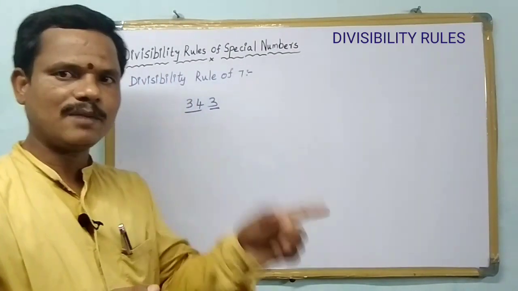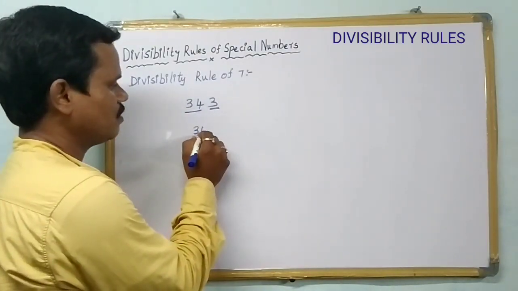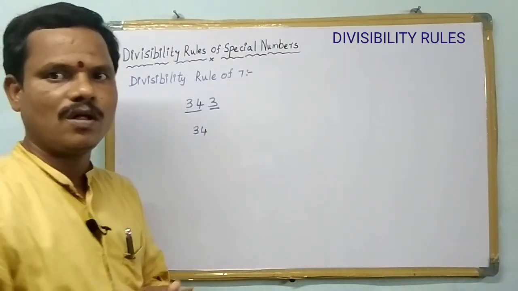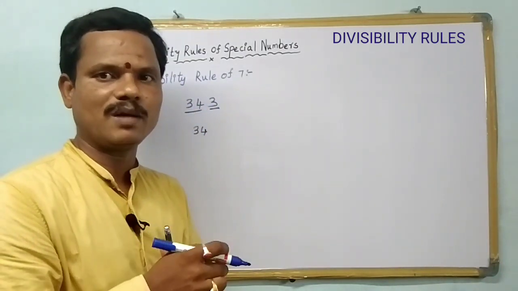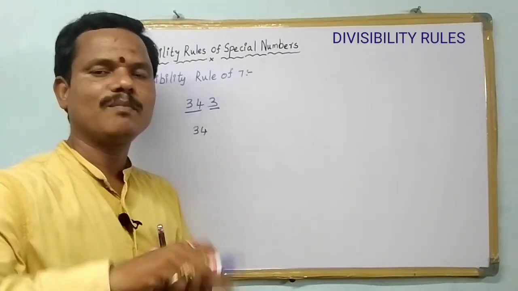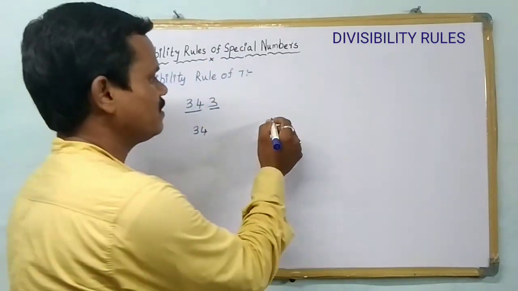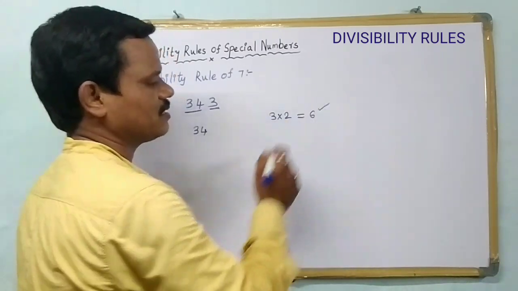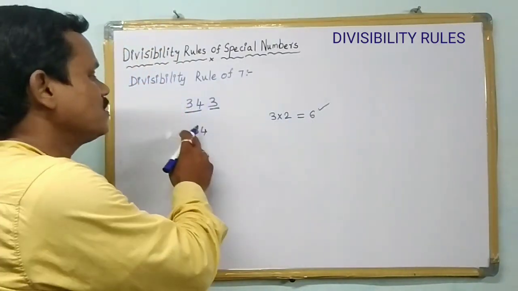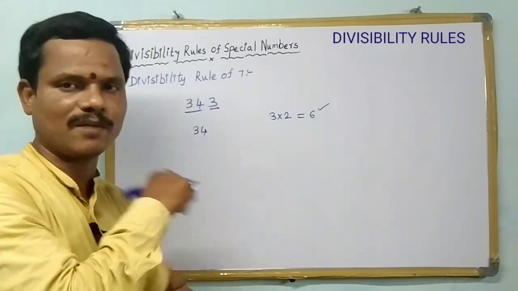Write the second part as it is. This is step 2. Now, the unit digit, the first part, is 3. Multiply 3 by 2. What is the answer? 6. Subtract this 6 from 34. 34 is the second part.